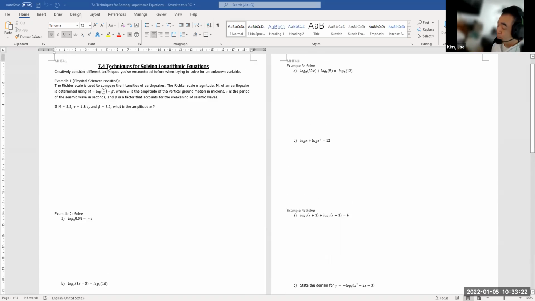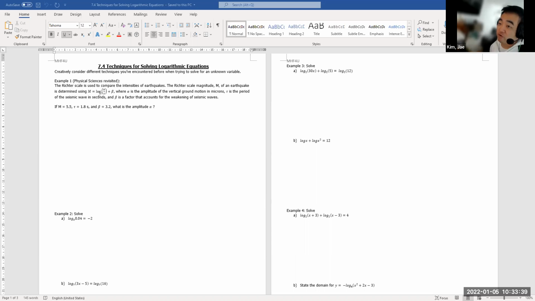7.4 is the exact same principle and idea as 7.2 in that you have to use your law, not of exponents, but law of logs this time to solve for the x. So here we go. Example 1, again, notice how there's not much of an explanation. We're going straight to the questions.